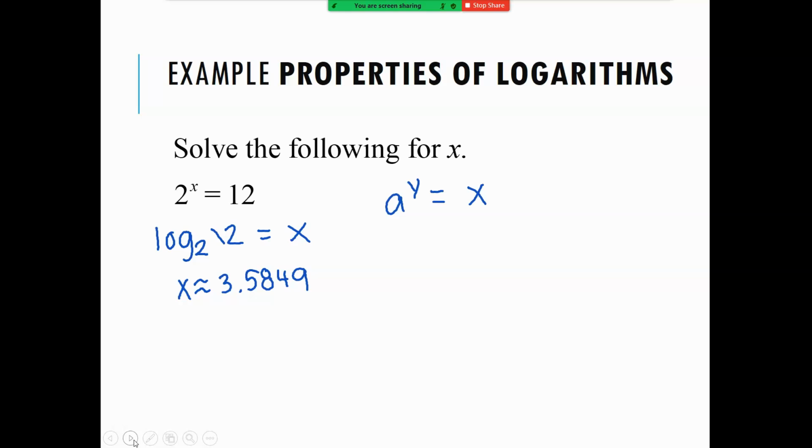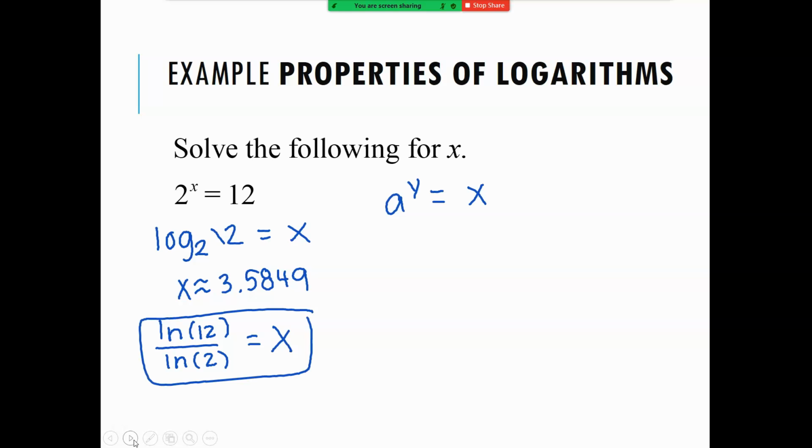3.5849. And again, that should make sense because 2 to the 3 is 8, and 2 to the 4 is 16. So to be in between 8 and 16, it would have to be 3 point something. You could also do the natural log of 12 divided by the natural log of 2, and you'd see that that also gives you that same value of 3.5849. So again, approximation versus actual.